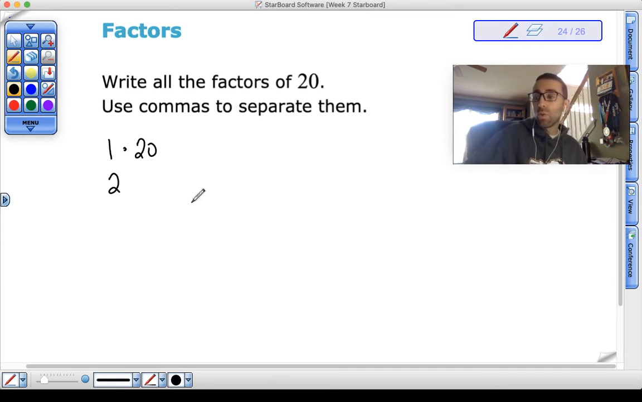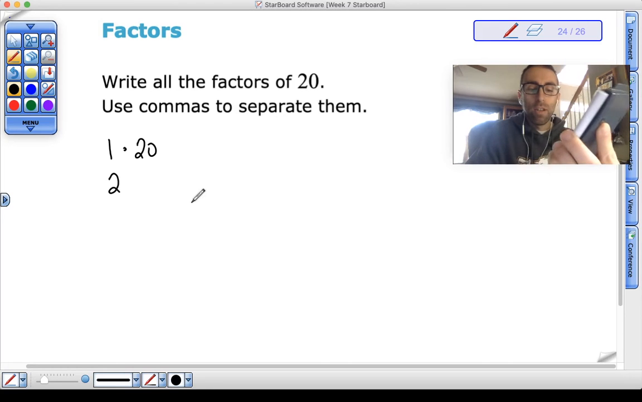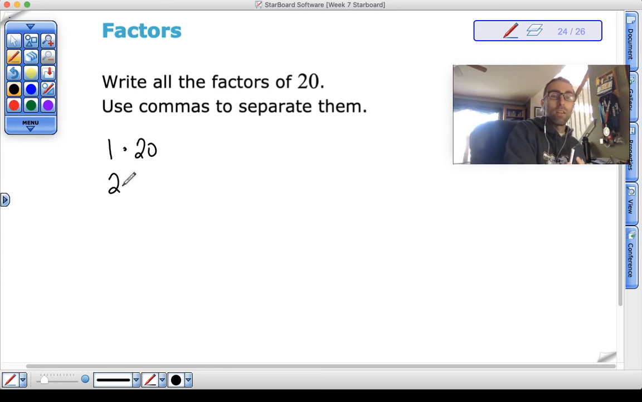See if 2 works. What can I multiply 2 by to get 20? Now, if you're not sure, you can use a calculator. So in this calculator here I'm going to put in 20 and see if it's divisible by 2. So I'm just putting in 20 divided by 2. And if I hit enter, I get an answer of 10. So 2 times 10 is also 20.